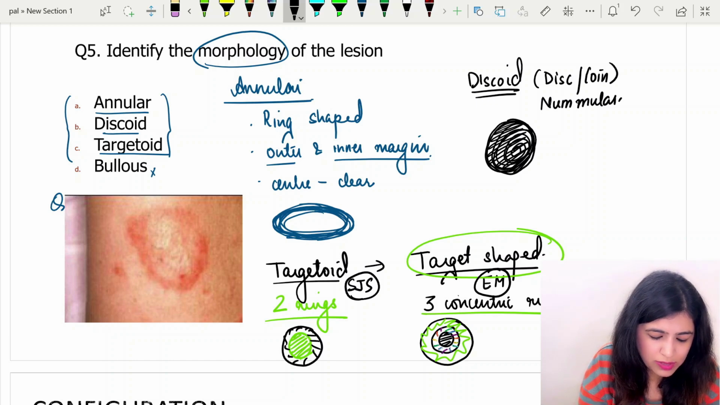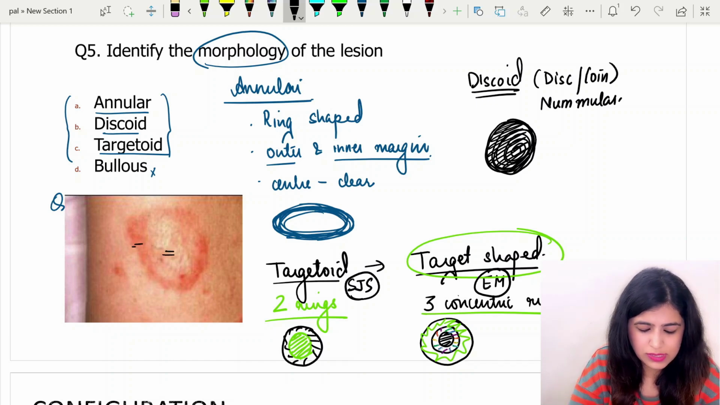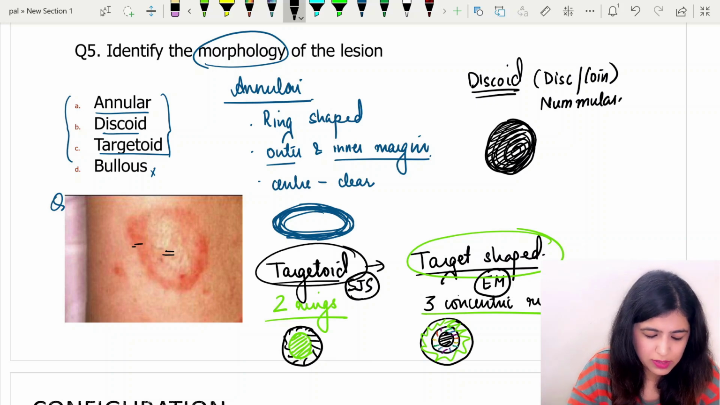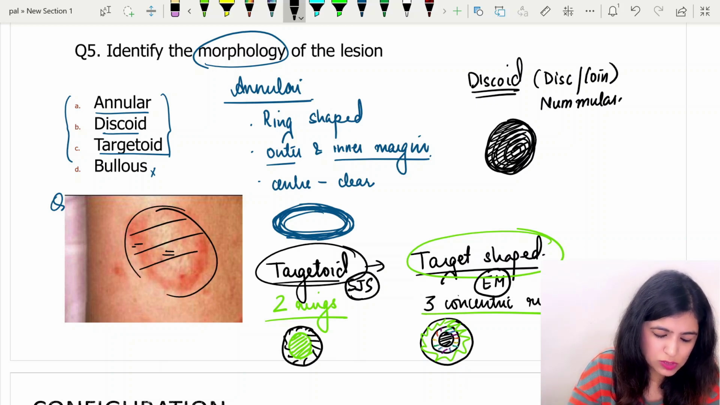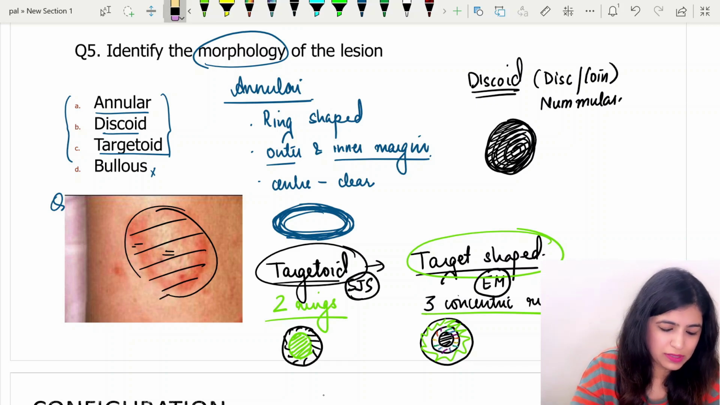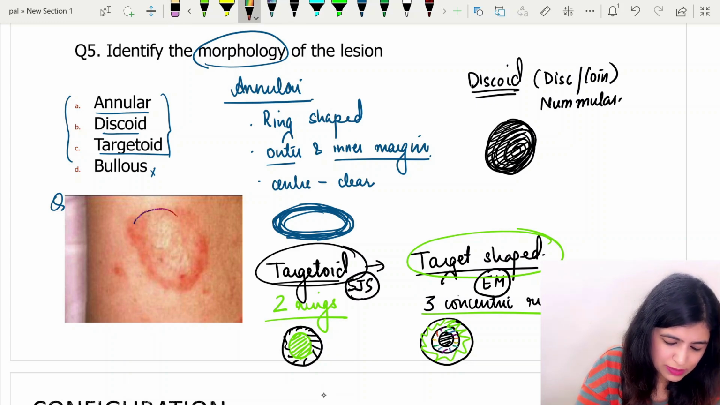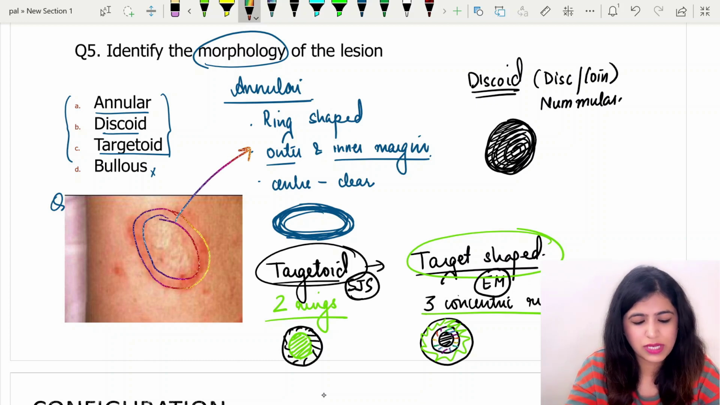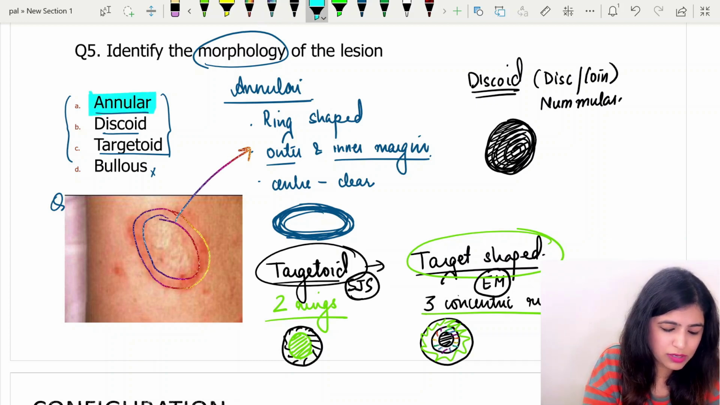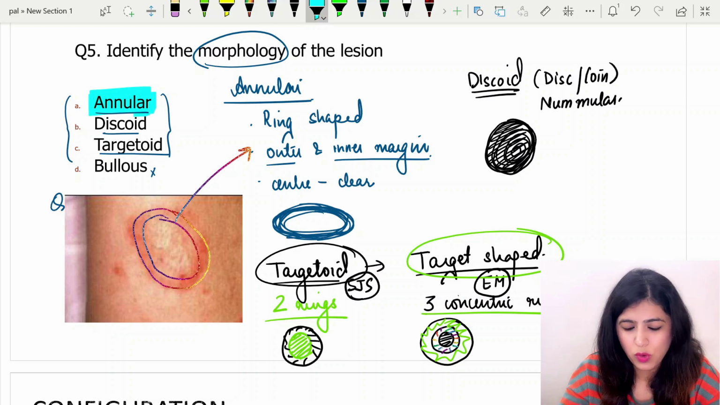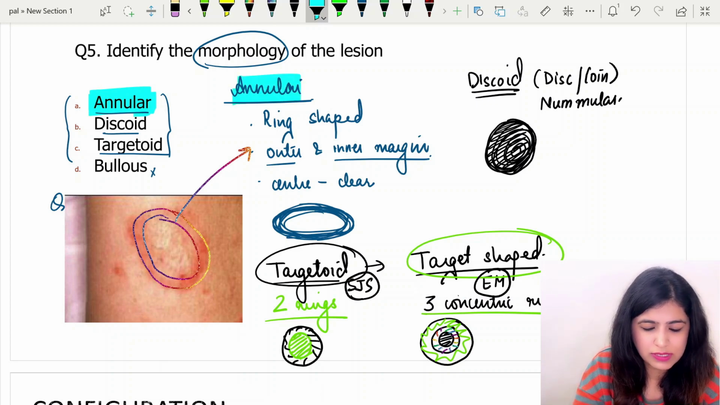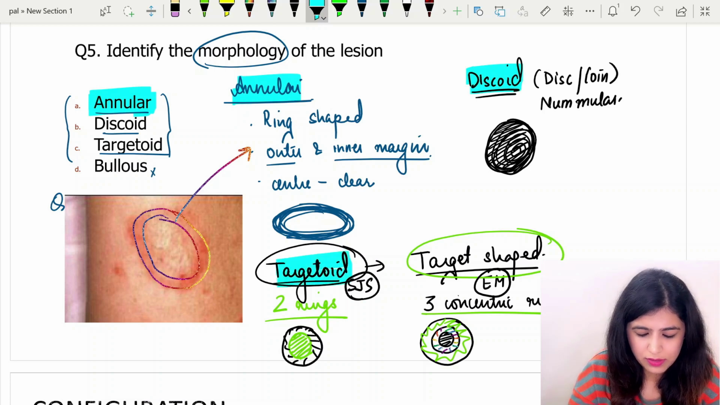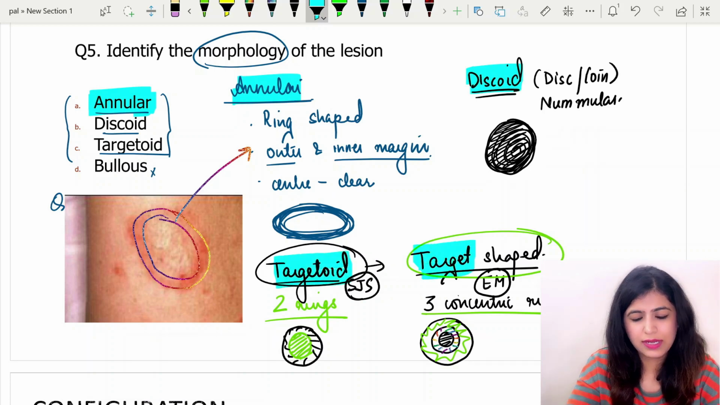A lot of students thought that the center is one zone and the outer is another zone. They ended up marking it as targetoid. Some of them saw this as a full discoid lesion and marked it discoid. But if you look clearly at this lesion, you see that this is the outer zone and this is the inner zone, and there is nothing inside the center. So this is actually a ring shaped lesion, making annular the answer for question number 5. I hope this clears your doubts about the differences between the annular, discoid, targetoid and target lesions.